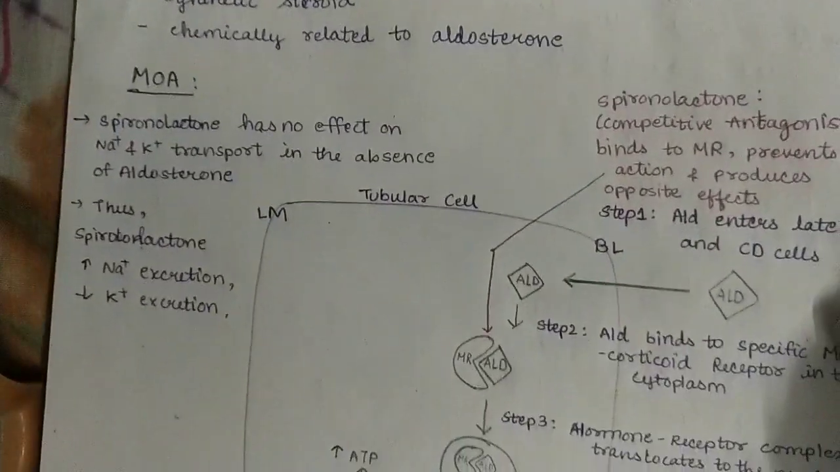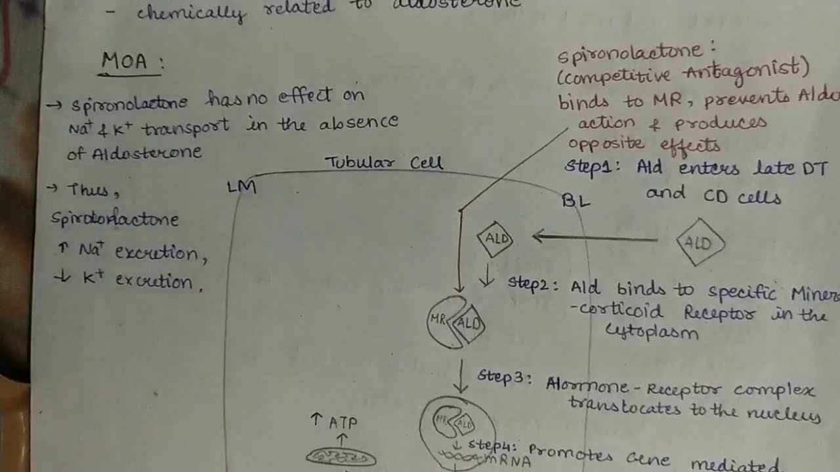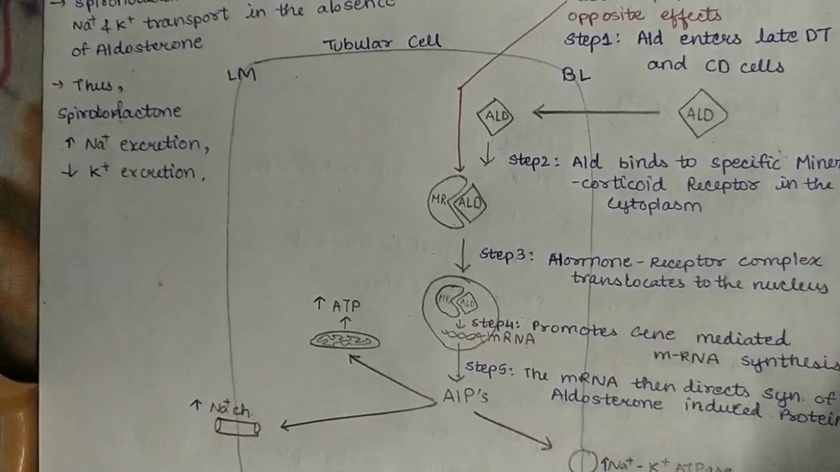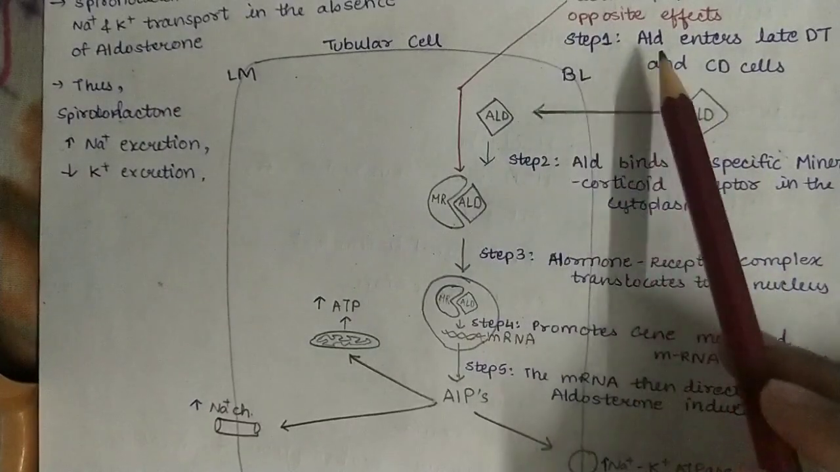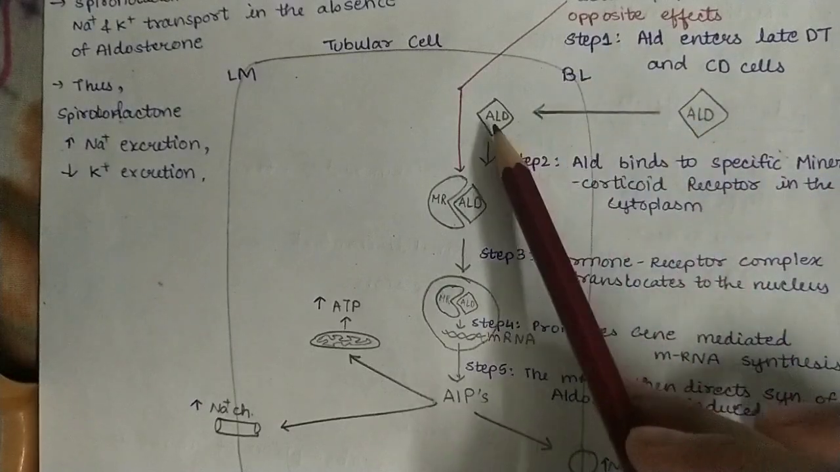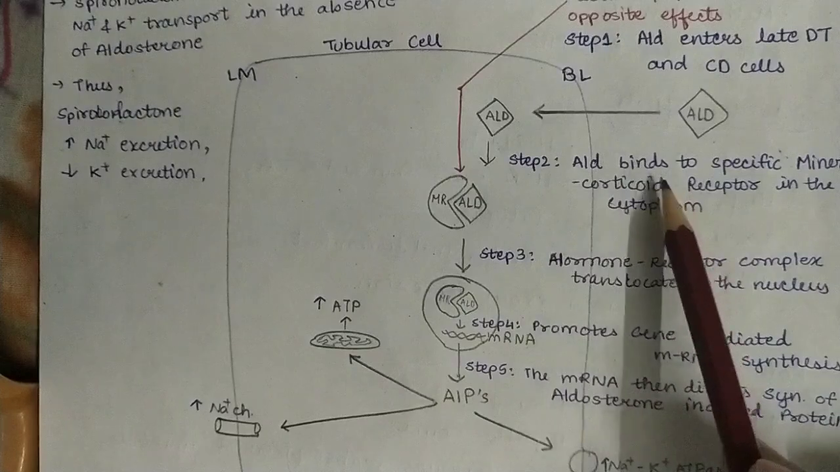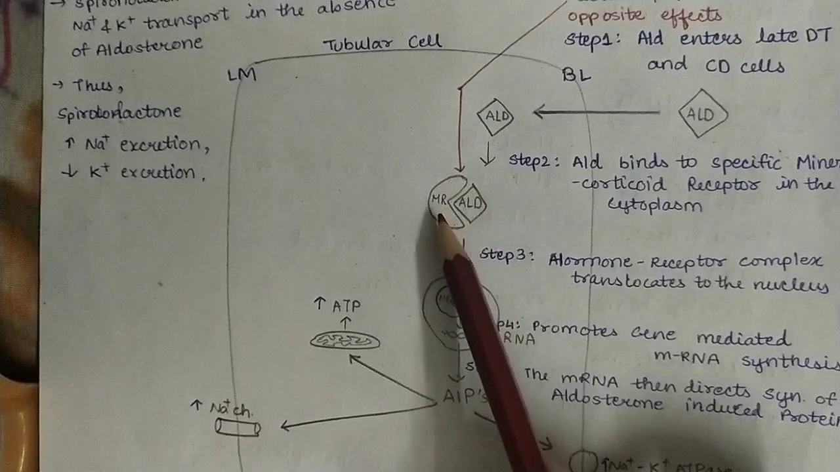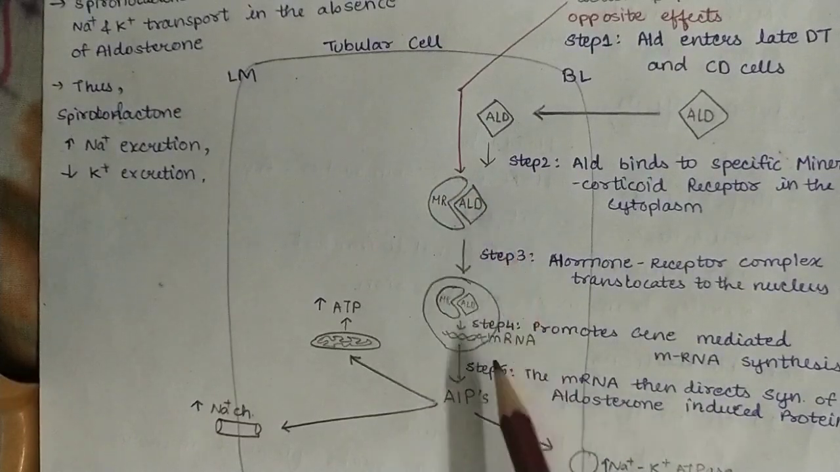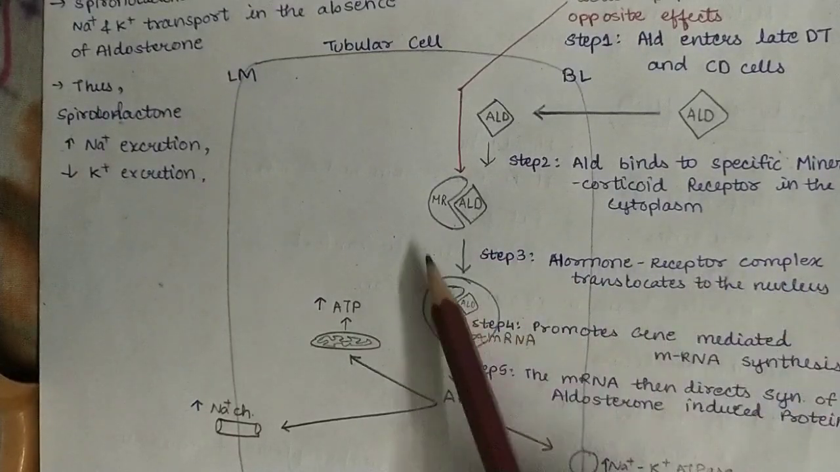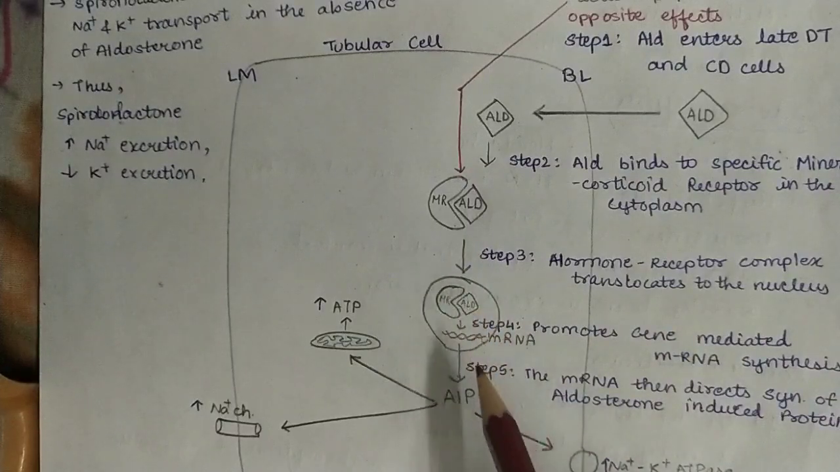Next, mechanism of action. First of all, you have to understand what aldosterone normally does in our body. Here is the aldosterone. Step 1. Aldosterone enters late DT and CD cells through the basolateral membrane. Then, step 2. Aldosterone binds to specific mineralocorticoid receptor in the cytoplasm. Here is the mineralocorticoid receptor, and the hormone receptor complex is formed. Then step 3. The hormone receptor complex translocates to the nucleus. Here translocation to the nucleus is seen.